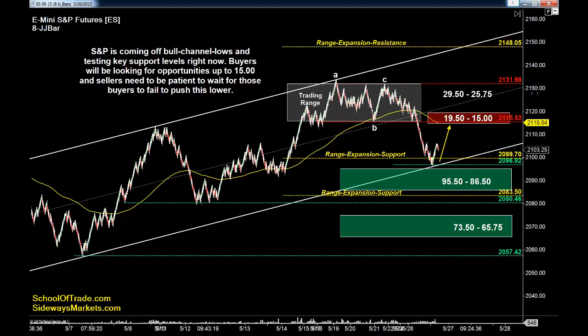Bottom line, though, you definitely got to be a bull right now on the S&P in the short term. Sellers, if you want to get to selling, your best bet right now is to look for opportunities where the buyers fail.